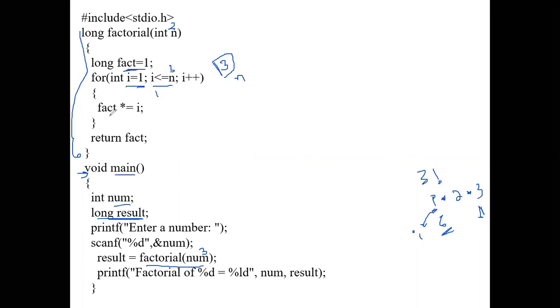Fact is equal to, this is an assignment operation. This is fact, fact is equal to fact into I. Shortened operation, fact is equal to fact into I. So initially it is 1 into 1, so in fact we are storing 1.